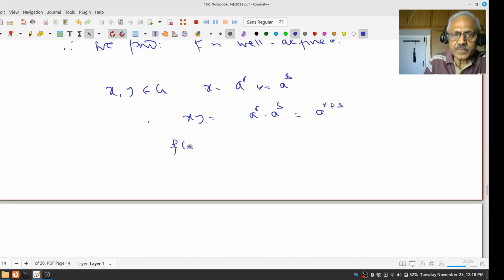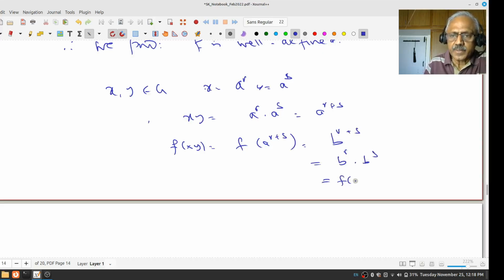But what is f of xy? f of xy is f of a^(r+s), but that is b^(r+s), but by law of indices b^r into b^s, but that is f of a^r into f of a^s. That is f of x into f of y. Okay, therefore it's a group homomorphism.